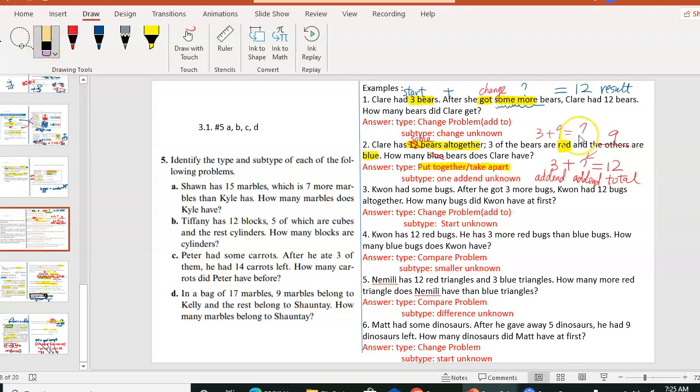Okay, so there are many different types. So we need to spend a little bit of time remembering these names. All right, the next one.